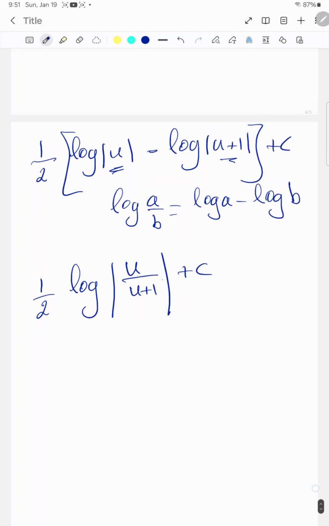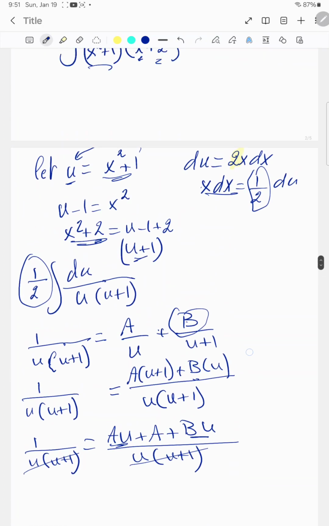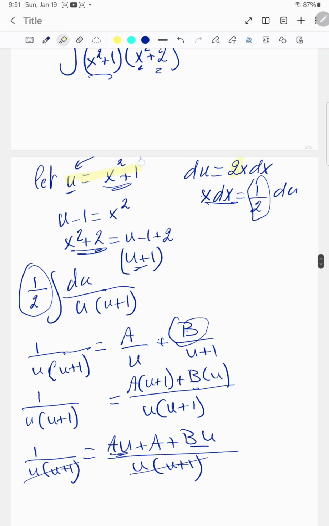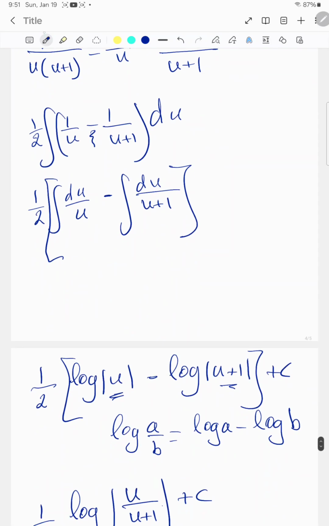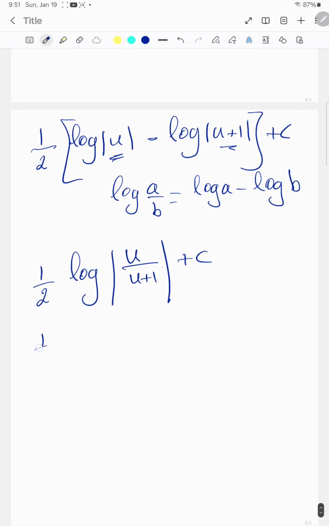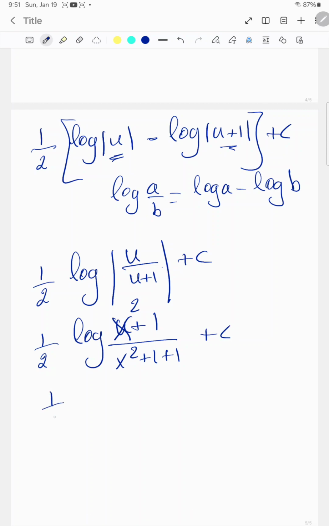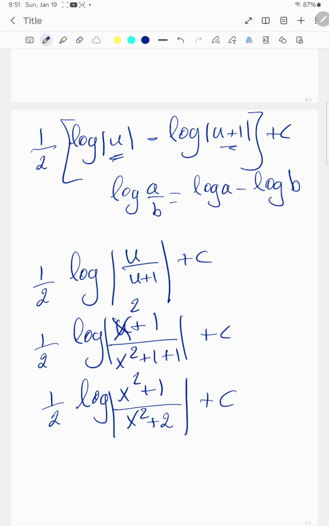And now let's replace u by its value. We said u is equal to x squared plus 1. Here it is. My u is equal to x squared plus 1. That square is for this x. So it becomes 1/2 of log of (x squared plus 1) divided by (x squared plus 1 plus 1), plus c. So it is 1/2 log of the absolute value of (x squared plus 1) divided by (x squared plus 2), plus c. So that would be the end of my video.